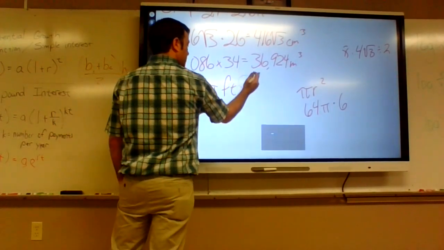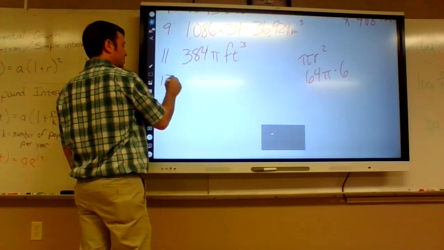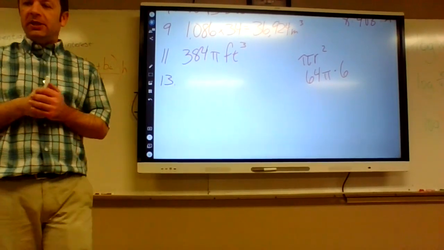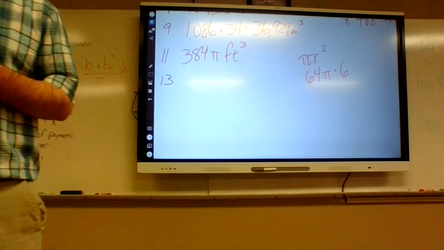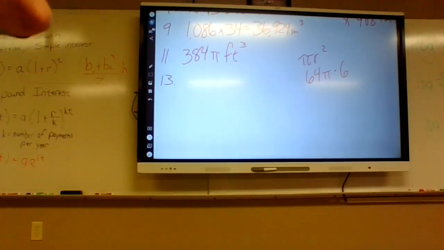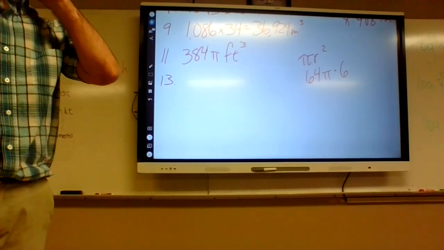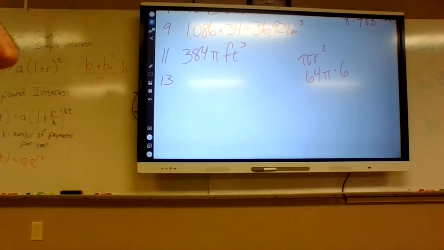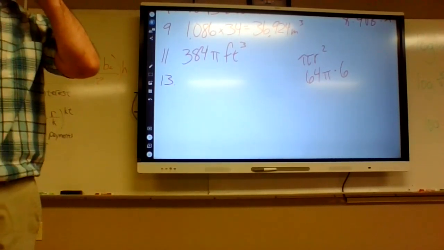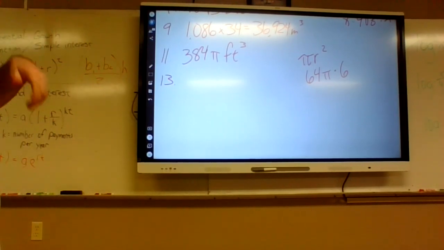I said cubed and I wrote square. Okay, number 13, same thing. It's a cylinder again. On 13, it looks like the 24 is for the entire diameter, because they're kind of pointing towards the middle of it. So if the diameter is 24, what's the radius? 12, half of it. So we're going to do the same thing.